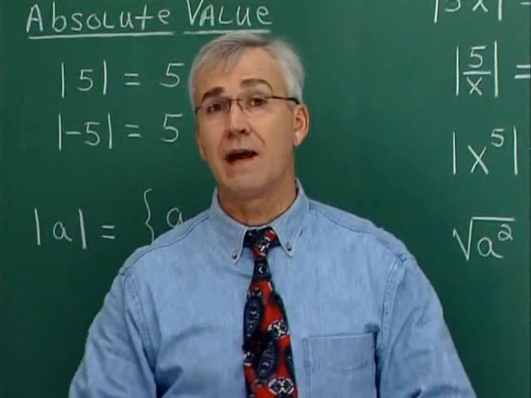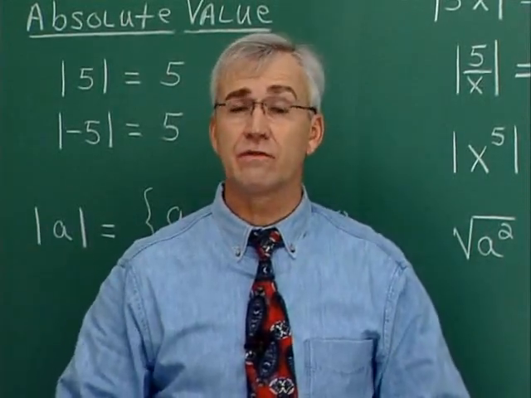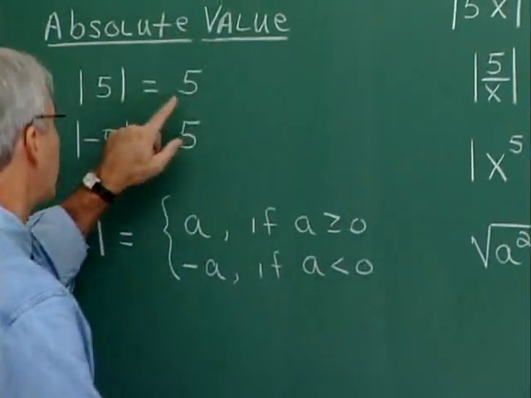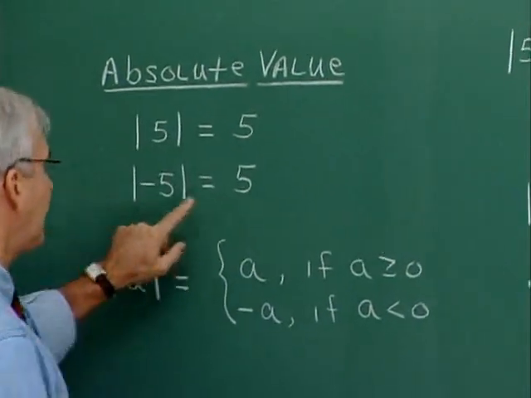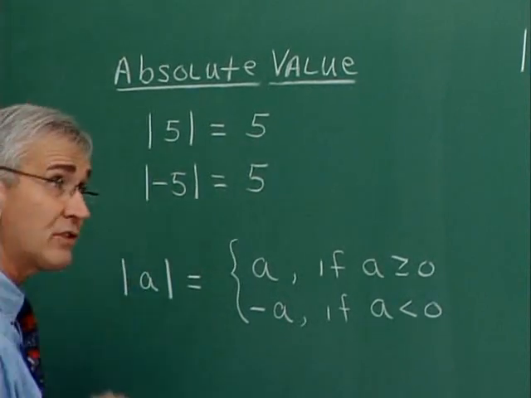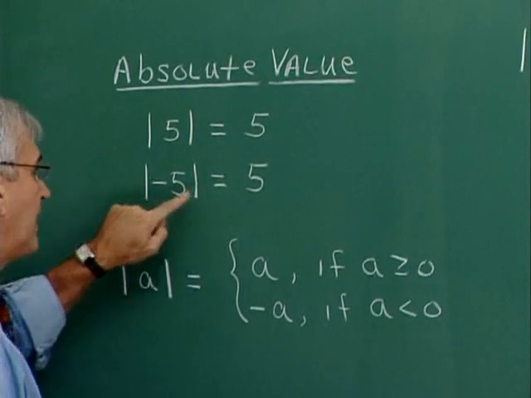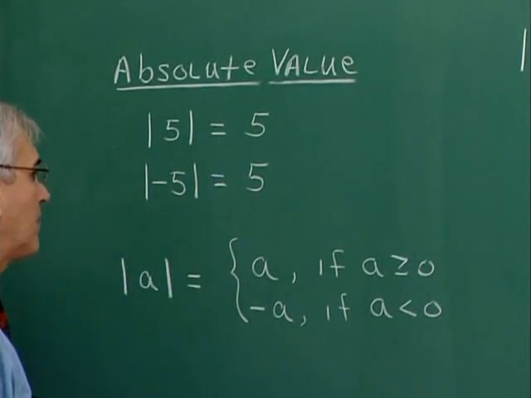A good way to think about absolute value is distance from 0 on the number line. The absolute value of 5 is equal to 5. The absolute value of negative 5 is also 5 because the distance from 0 to 5 is 5. The distance from 0 to negative 5 is also 5 on the number line.